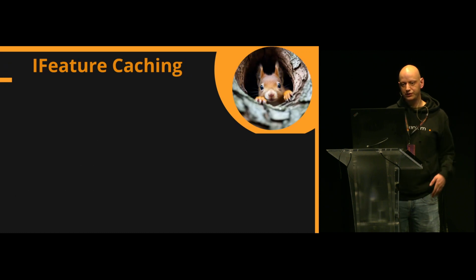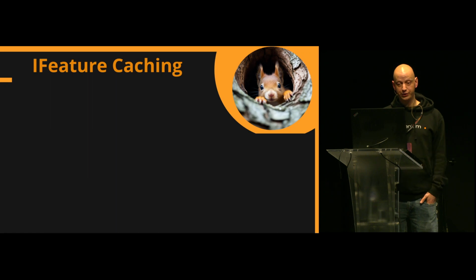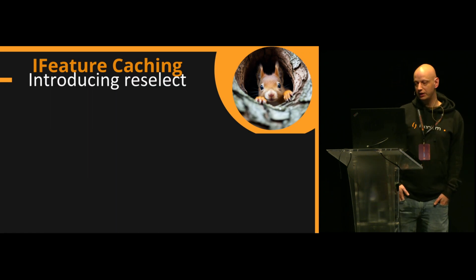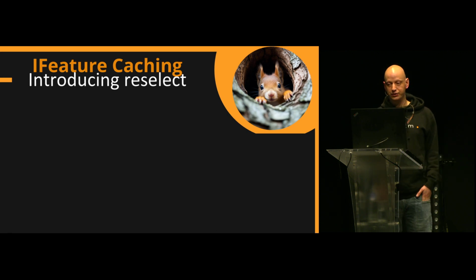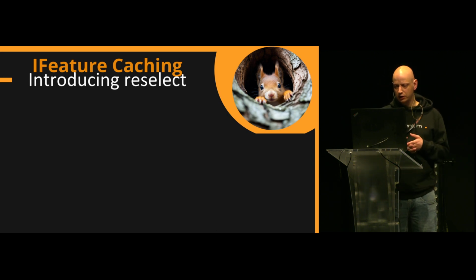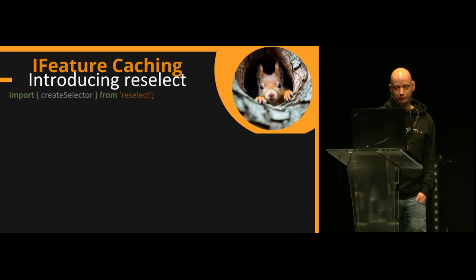We started with the caching of the calculation. And for that, we introduced a new library called reselect. It's commonly used with Redux to store the results of computations, so it comes with the Redux Toolkit. And how does it work?